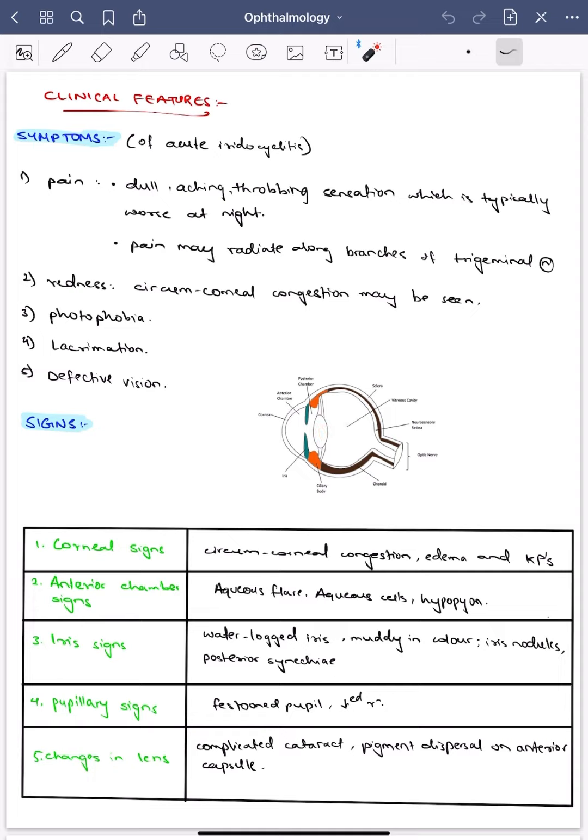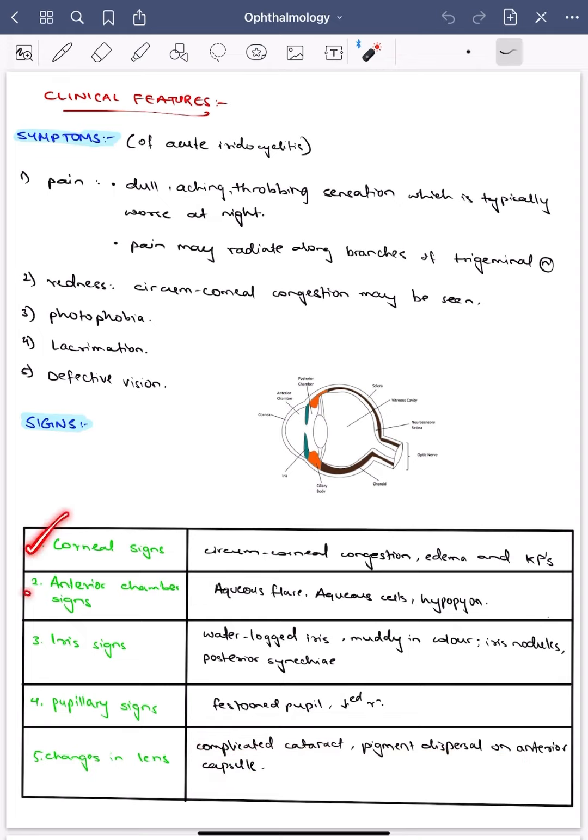Now the corneal signs, the important ones are the circumcorneal congestion, edema, and something known as keratic precipitates or KPs. The anterior chamber signs include aqueous flare, aqueous cells, and hypopyon. The iris signs: waterlogged iris, muddy in color, which may or may not present with iris nodules, and finally posterior synechia. The pupillary signs, we have a festooned pupil, and there is decreased pupillary reaction, and changes in the lens: complicated cataract, pigment dispersal on anterior capsule. So these are the signs.